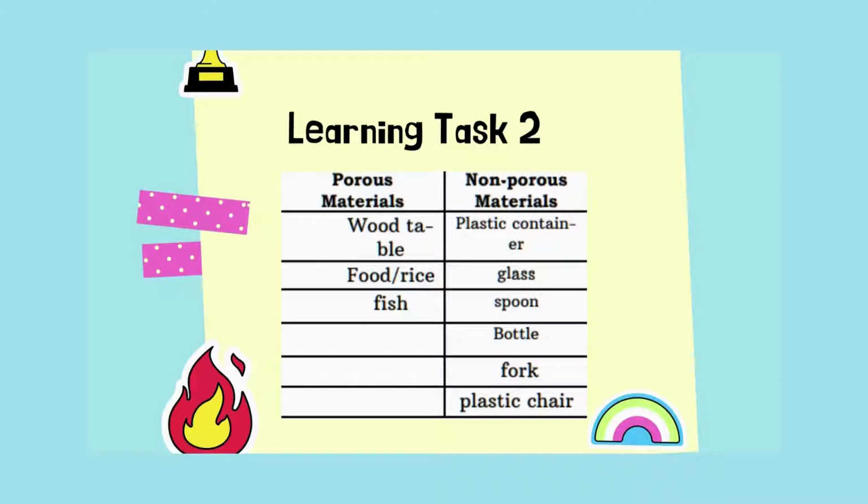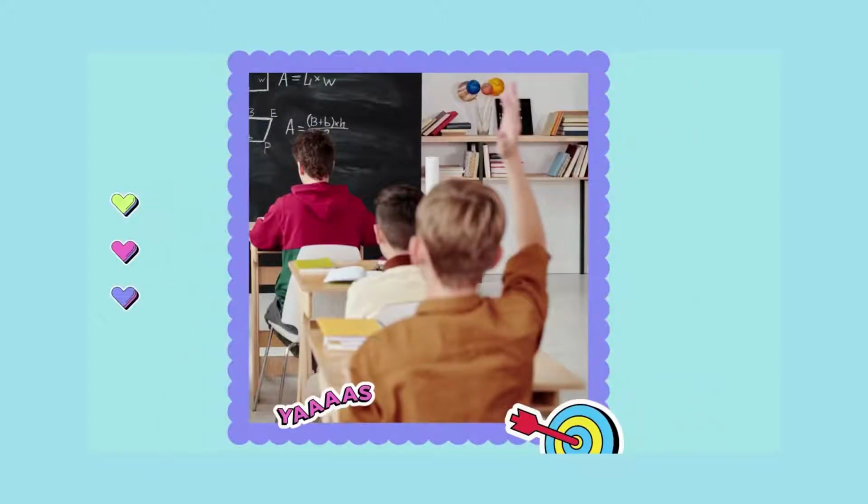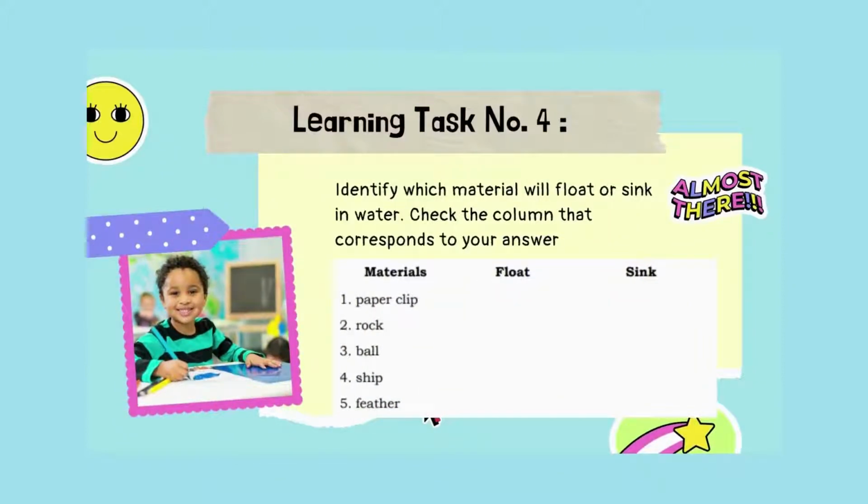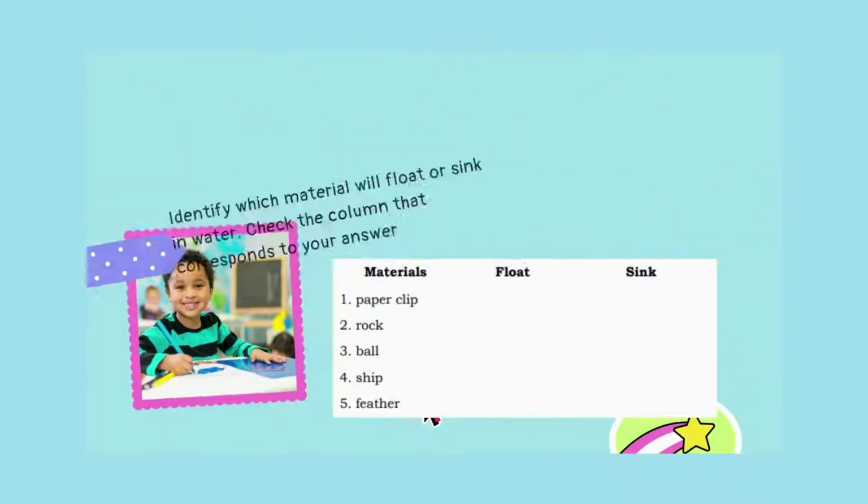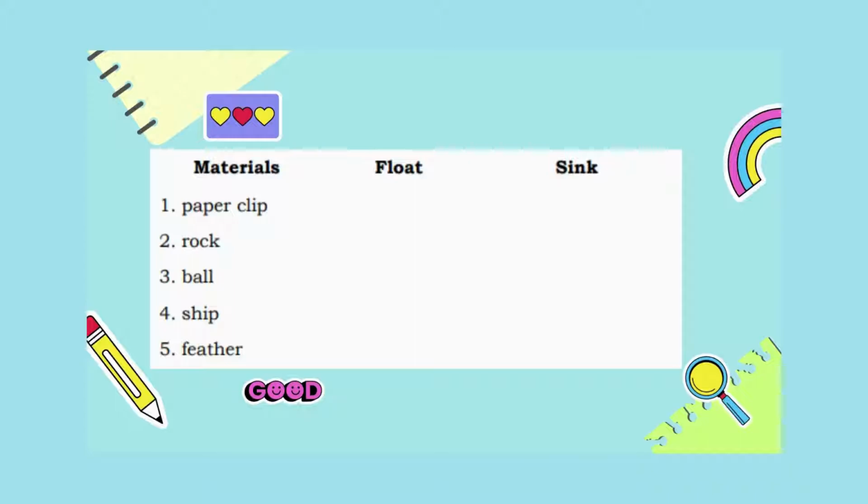Porous materials are wood table, food or rice, and fish, while the non-porous materials are plastic container, glass, spoon, bottle, fork, and plastic chair. Let's keep on learning. For learning task number 4, identify which material will float or sink in water. Check the column that corresponds to your answer. Let's check. Paper clip and rock will sink, while ball, ship, and feather will float on water.